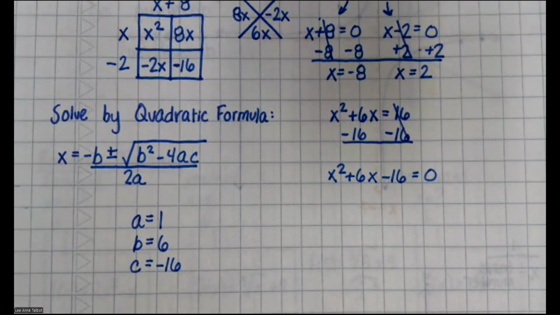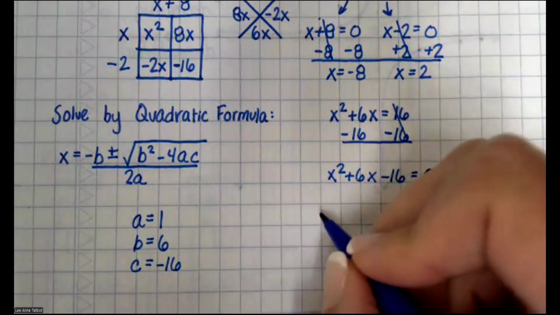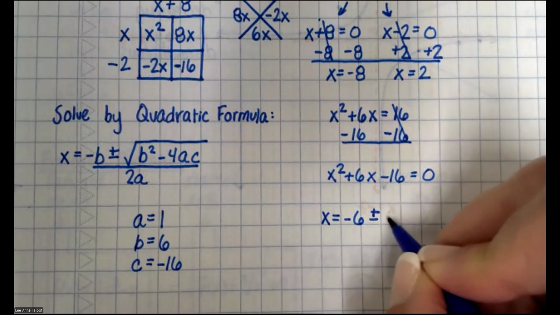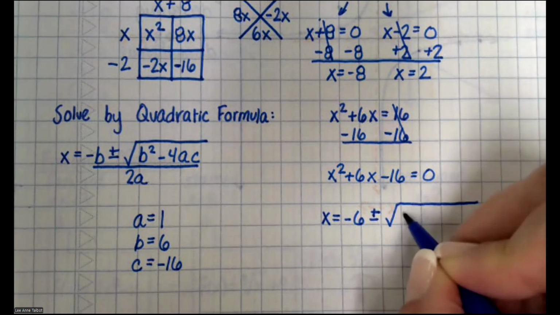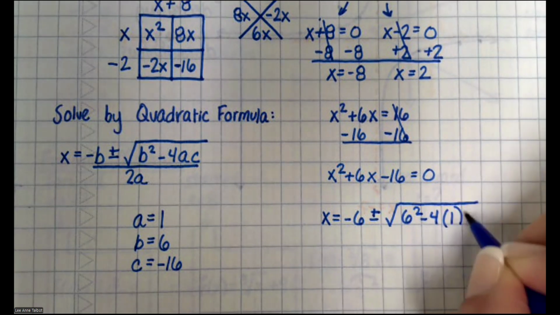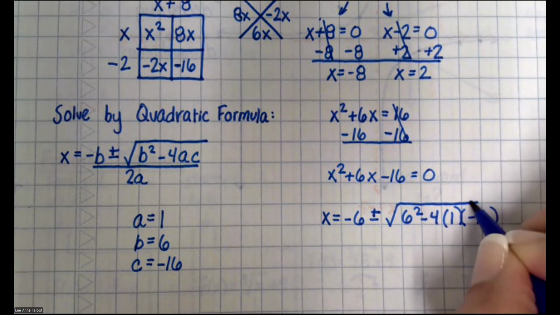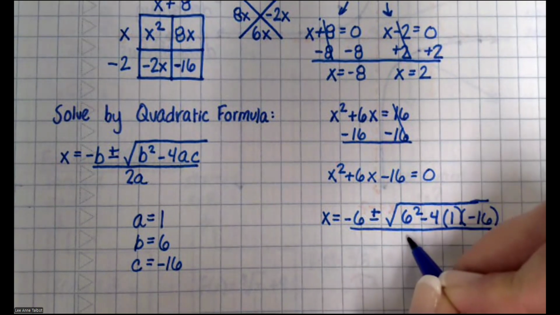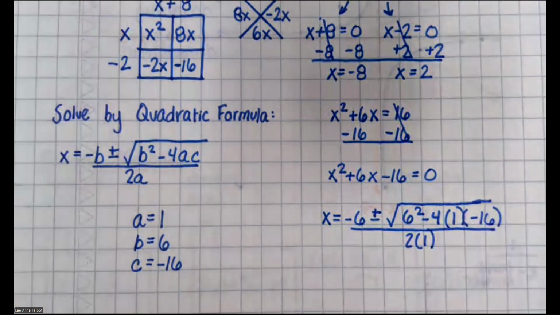X equals negative B plus or minus square root B squared minus 4AC, all over 2A.